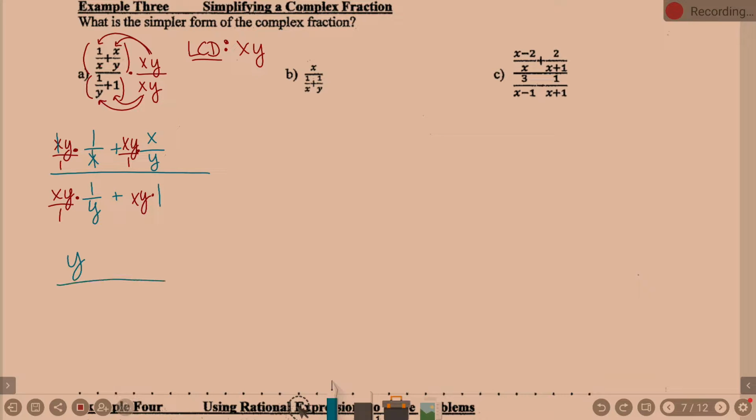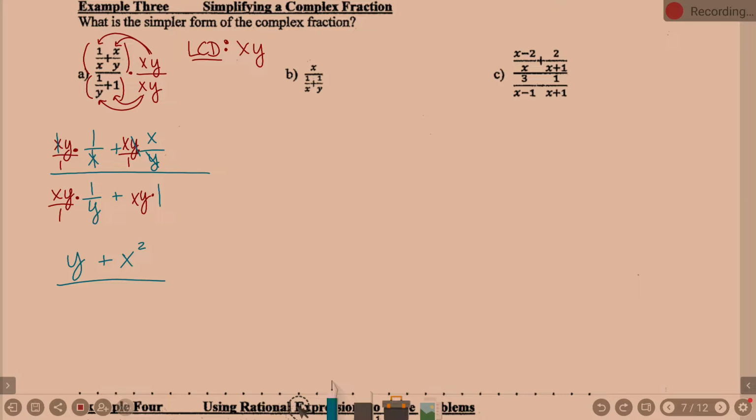Okay? Plus. Now look at the next piece. xy over 1 times x over y. What cancels? A y on bottom cancels with a y on top. What remains? x times x. And what is x times x? x squared. Because 1x times 1x, 1 times 1 is 1, but you add the exponent, so x squared. My new numerator is y plus x squared. That's a lot nicer, isn't it?